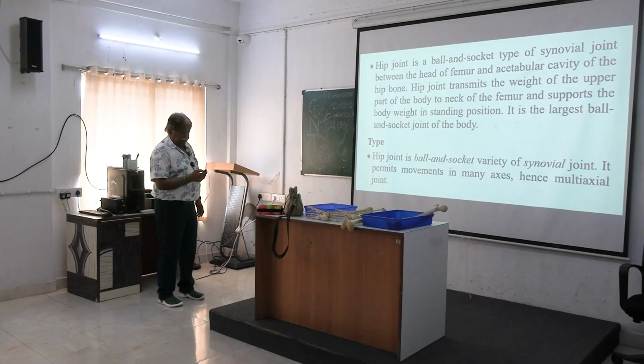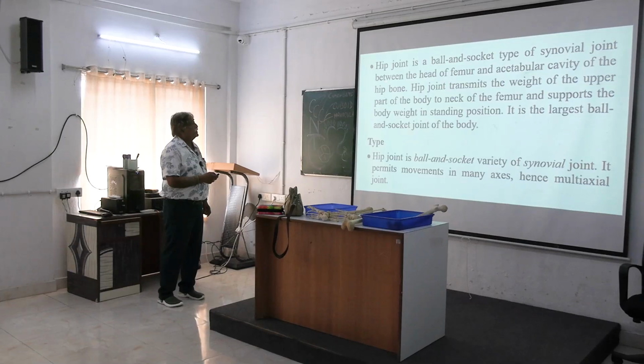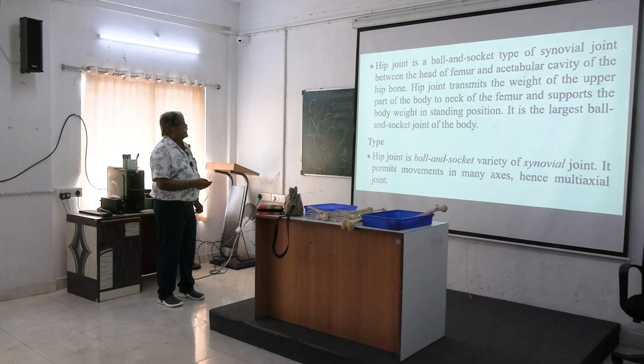Now, the hip joint, I told you, is a ball and socket type of synovial joint between the head of the femur and the acetabular cavity of the hip bone. The hip joint transfers the weight of the upper part of the body to the neck of the femur and supports the body weight in standing position. It is the largest ball and socket type of joint. It permits movements in many axes, hence a multi-axial joint.